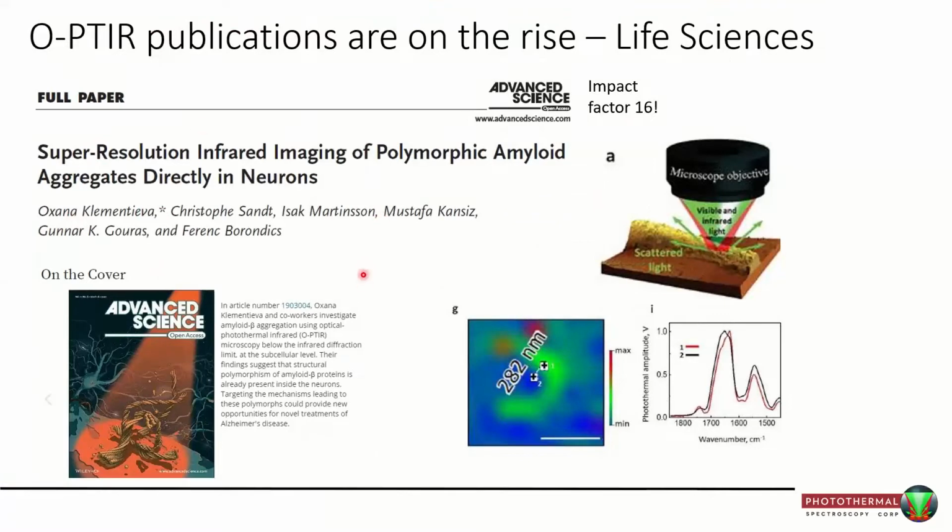And perhaps our biggest paper so far has been one from Oxana Klementieva, where she used the O-PTIR technique to highlight some polymorphic forms of amyloid aggregates directly in neurons within the context of Alzheimer's disease research. And this is perhaps my favorite figure from that paper, and the fact that we can differentiate at around 282 nanometers 2 spectra, one that shows a lot more beta structure to the protein.